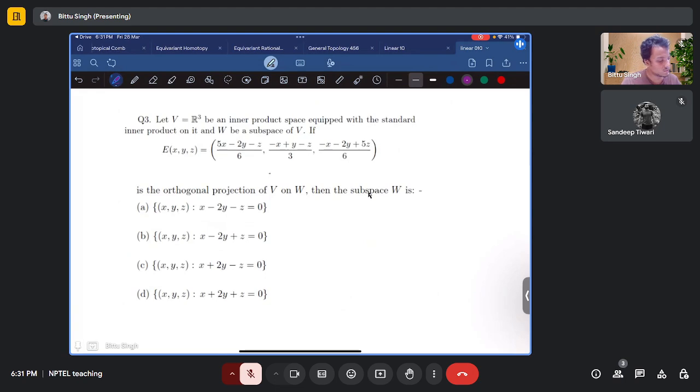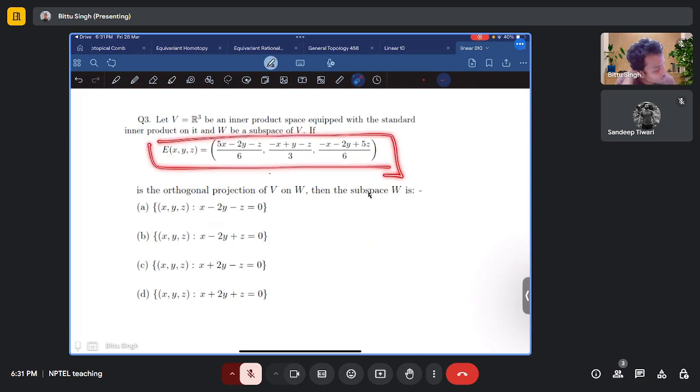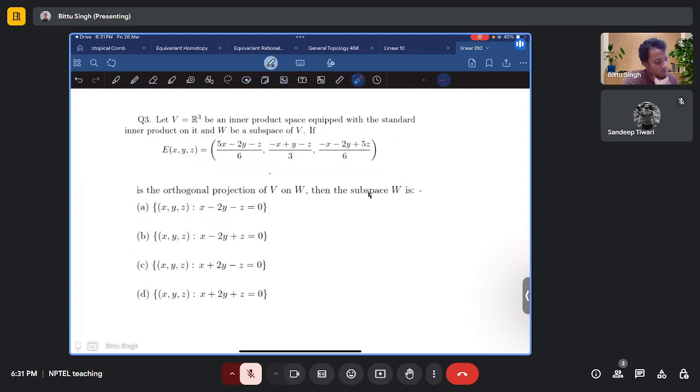Now let us see question number 3. Here, what is given? Again, orthogonal projection E on a subspace W, it is given by this formula. Standard inner product space, otherwise those answers will be different.